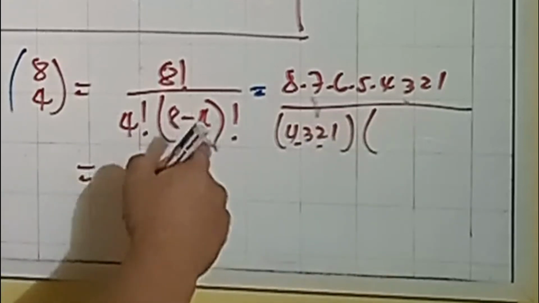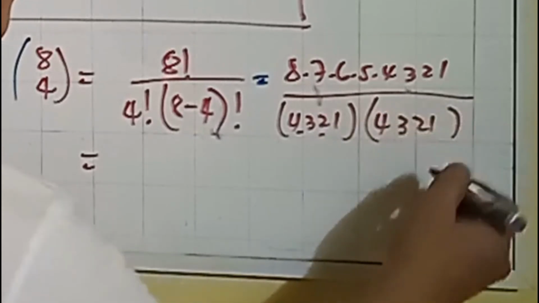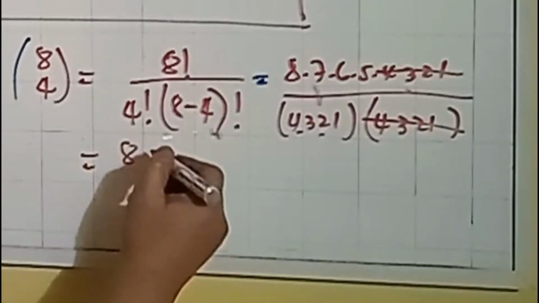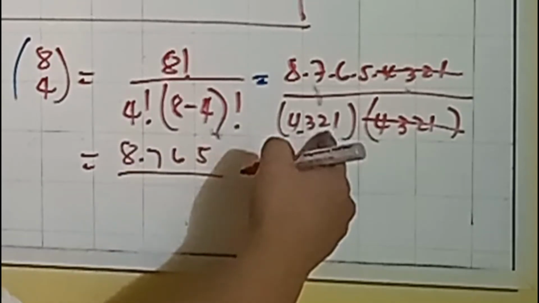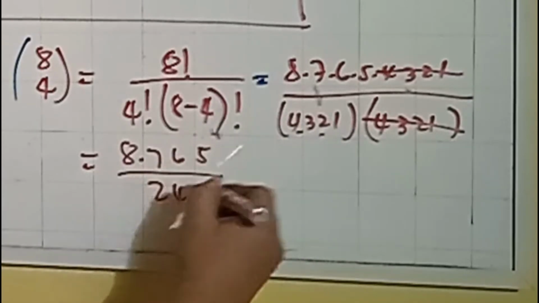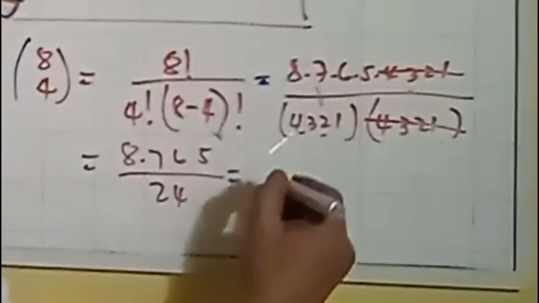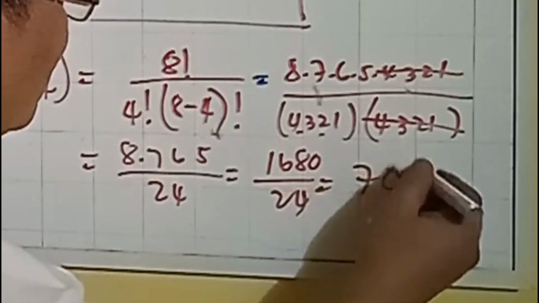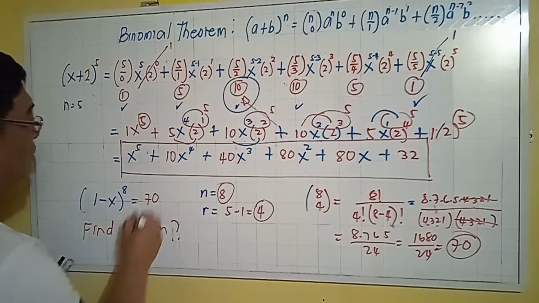Multiply, and then 8 minus 4, 4, 3, 2, 1 factorial. Cancel yung 4, 3, 2, 1. Ang matitira is 8 times 7 times 6 times 5 all over 4 times 3 times 2 times 1, is equal to 1,680 over 24. Pinag-multiply ko na ito sa calculator. Ang sagot is equal to 70. So, 70 yung numerical coefficient nito.